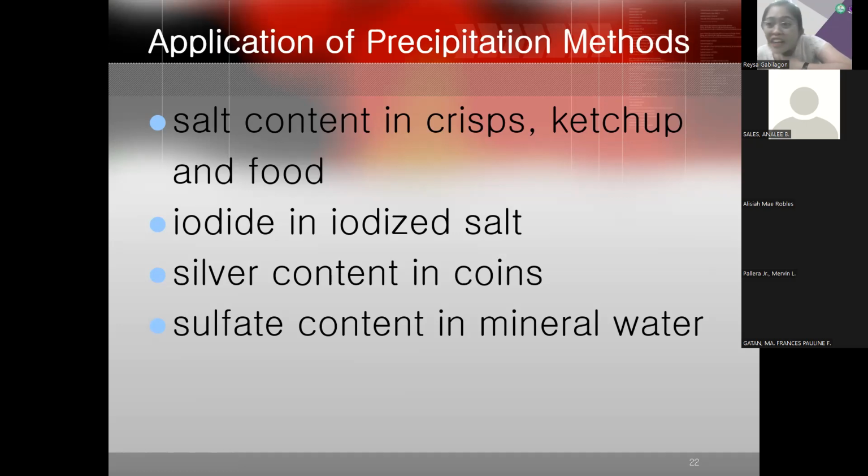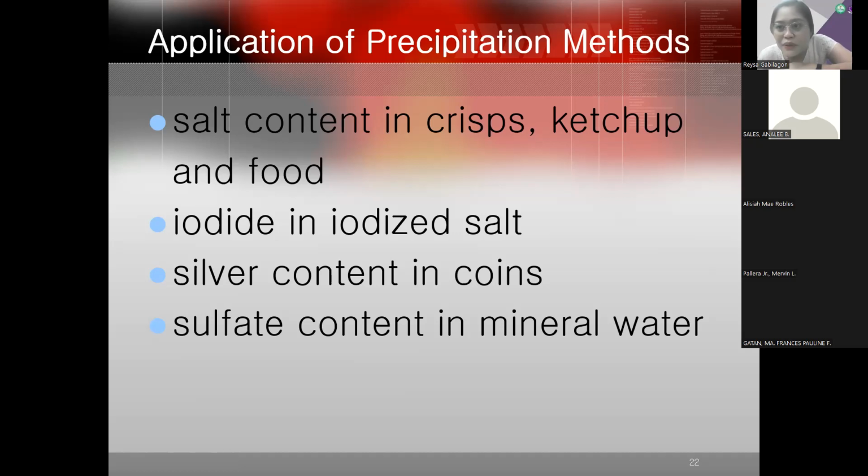Yung iodide in our iodized salt, so syempre diba salt, sodium chloride, and then since in-iodized nga siya, para to avoid certain conditions involving deficiency in iodine. So kung we want to ascertain the amount of iodine in our iodized salt, pwede din yun. Kasi magpo-form din yun siya ng precipitate. Or silver content in coins. Hindi ko alam kung may silver pa ba yung mga coins natin nowadays. But yung silver, gold, and what's the other one? The copper. Yung grupo na yan sa periodic table, di ba, ang tawag natin sa kanila coinage metals because ginagamit talaga sila to make coins.